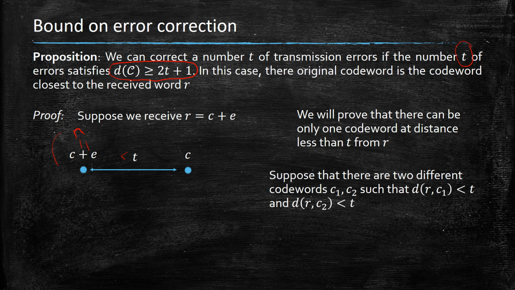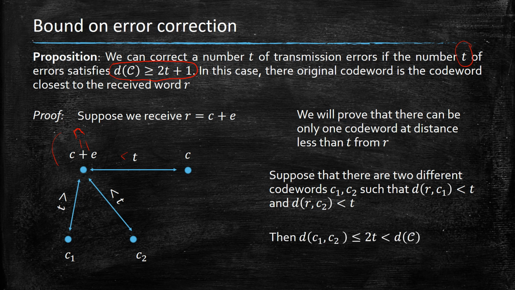And if there's only one such code word, then clearly it's got to be the one that was sent. So by way of contradiction, suppose that there are two different code words, C1 and C2, and they're both in the same sphere of radius T. What happens with the triangular inequality is that the distance between those two code words has got to be at most 2T. But remember, we just assumed that the distance of the code was greater or equal to 2T plus 1, so strictly greater than 2T. So the distance between those two code words is less than the distance of the code, which means necessarily they have to be equal. So you cannot have two different code words in that sphere of radius T.